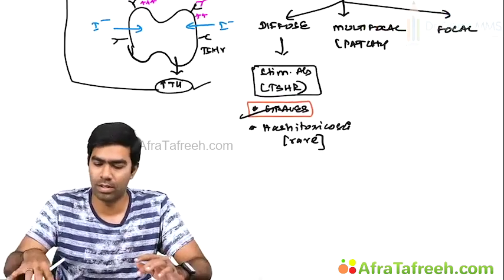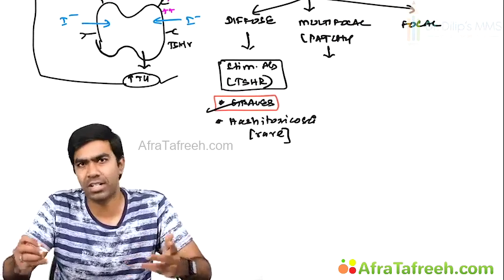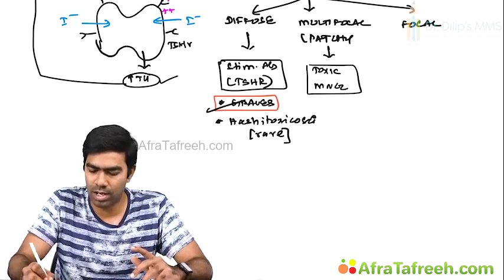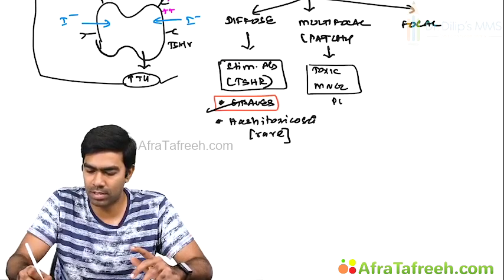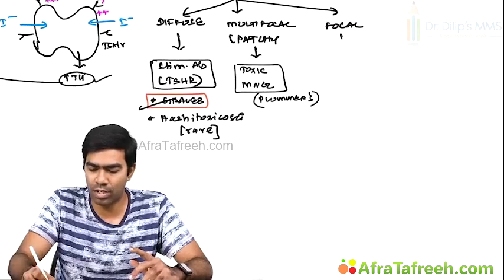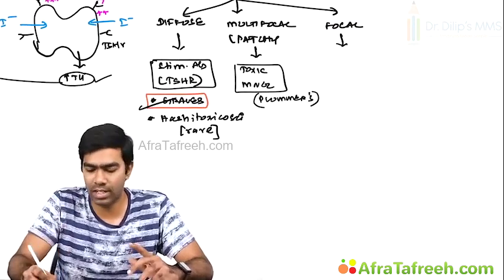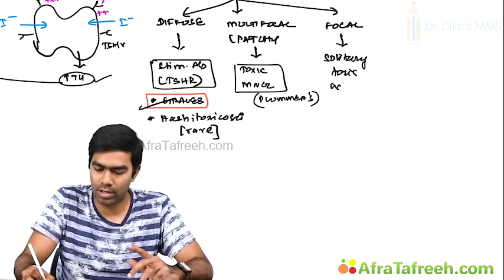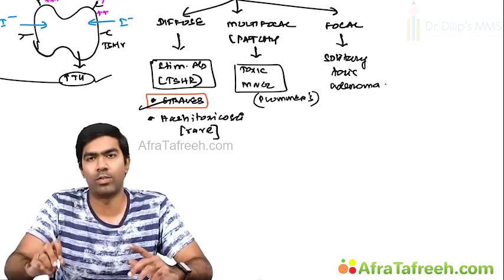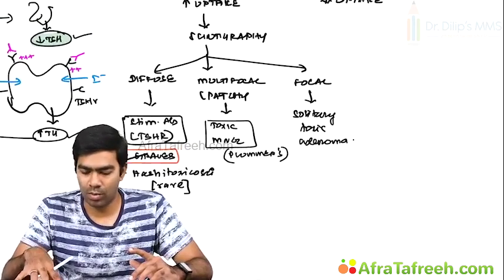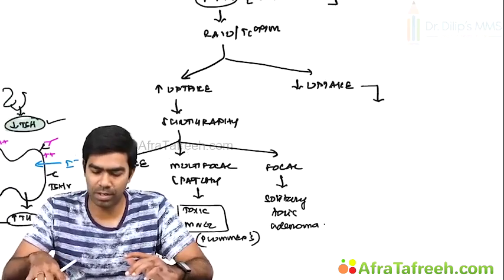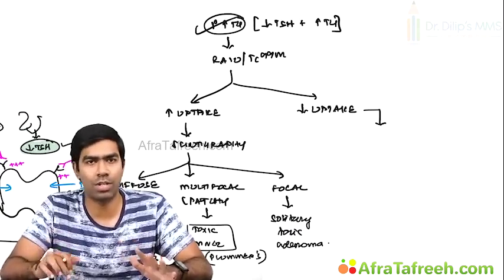That's it. If it's multifocal patchy increased uptake, it always points towards a toxic multinodular goiter, otherwise referred to as Plummer's disease. If it's a focal single increased uptake, it indicates a solitary toxic adenoma. Clear?